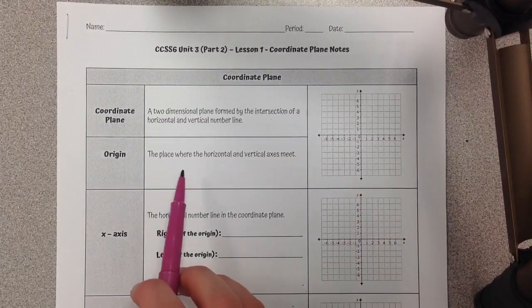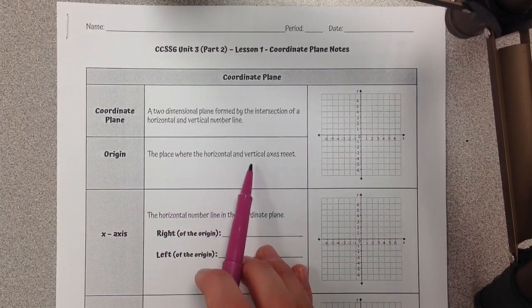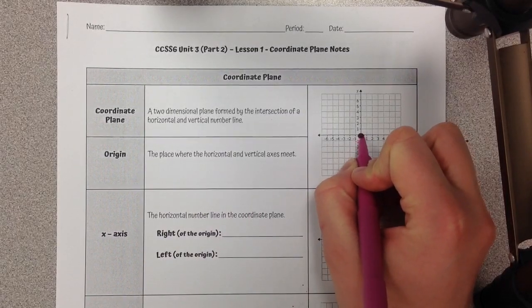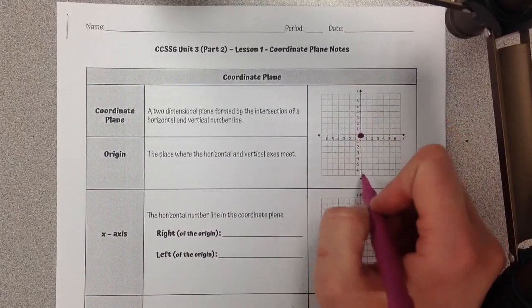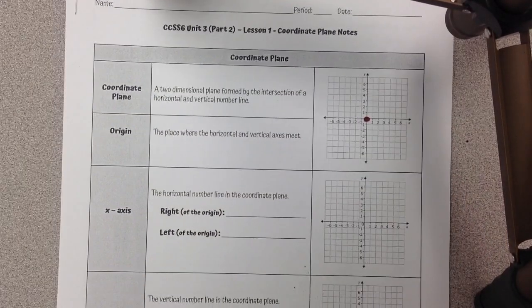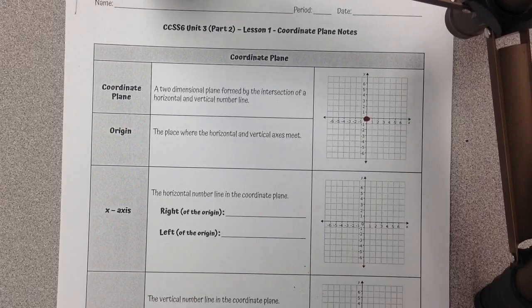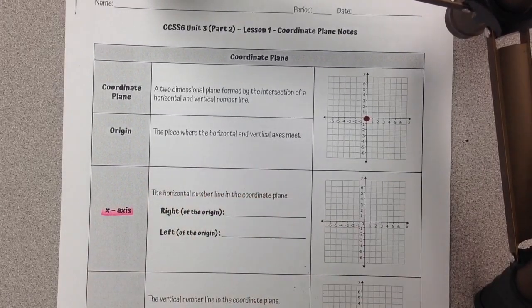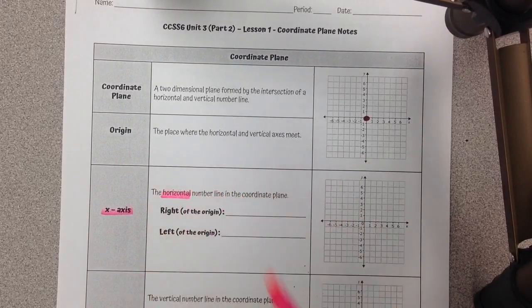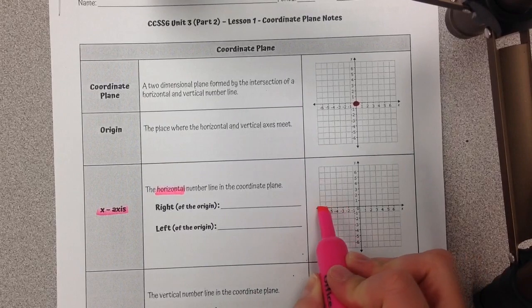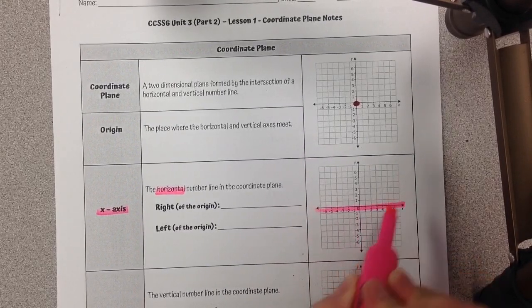The origin is the place where the horizontal and vertical axes meet. So that's right in the middle here, the origin, where the vertical and horizontal lines meet. Okay? Take out one of your highlighters. Our next term is the x-axis. So the x-axis is the horizontal number line on the coordinate plane. So your x-axis is right here.